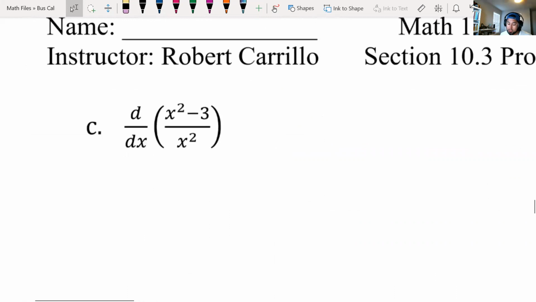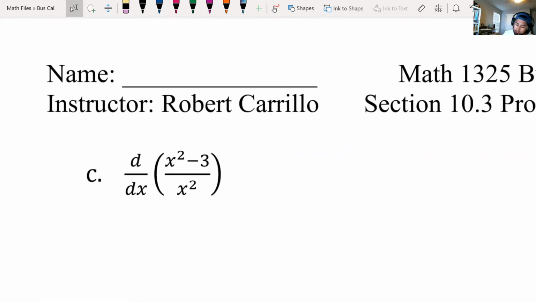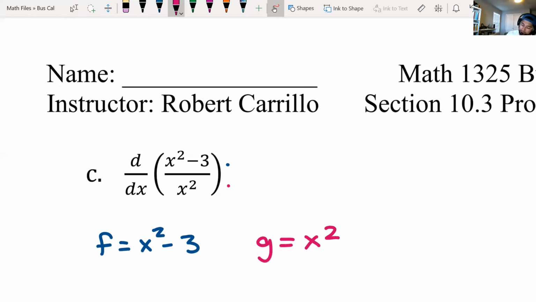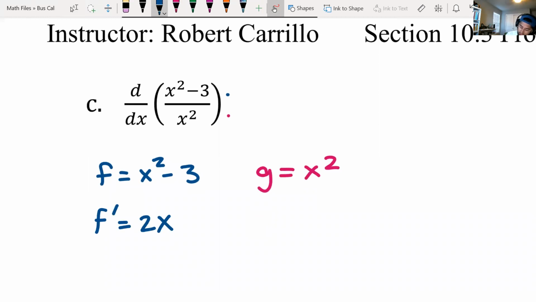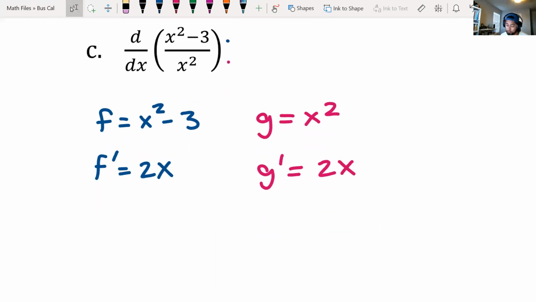All right, d over dx of x squared minus 3 over x squared. Once again, numerator's f, denominator's g. So f will be x squared minus 3, and g will be x squared. Take the derivative of f, 2x, take the derivative of g, which is also 2x, and now follow the quotient rule.